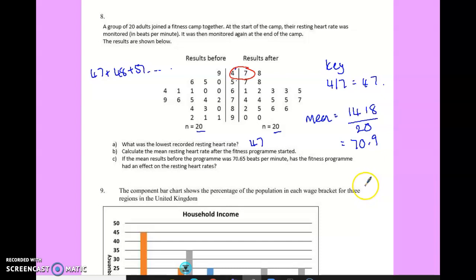Part C, if the mean results before the program was 70.65 beats per minute, has the fitness program had an effect?